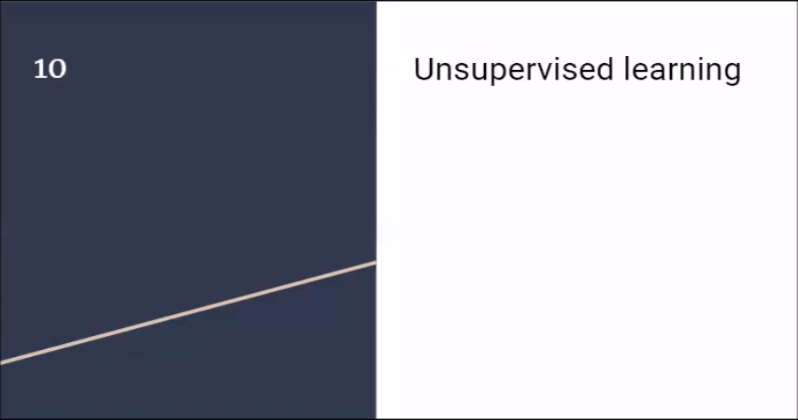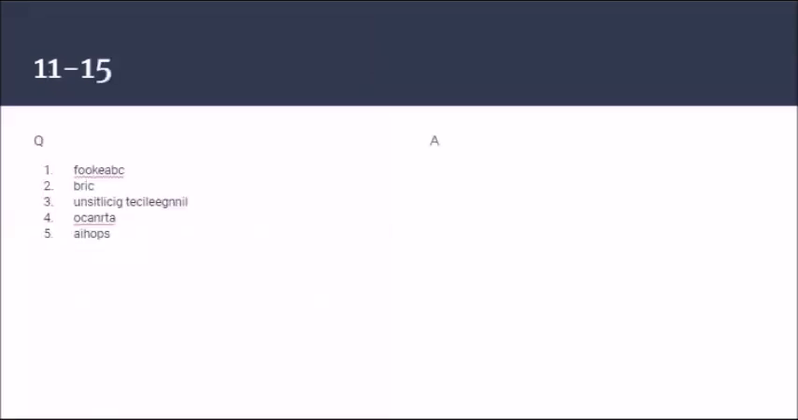Now I'm displaying five together. First one is FOOKEABC. Seems like a social networking website name. Second one is BRIC. It's an abbreviation.